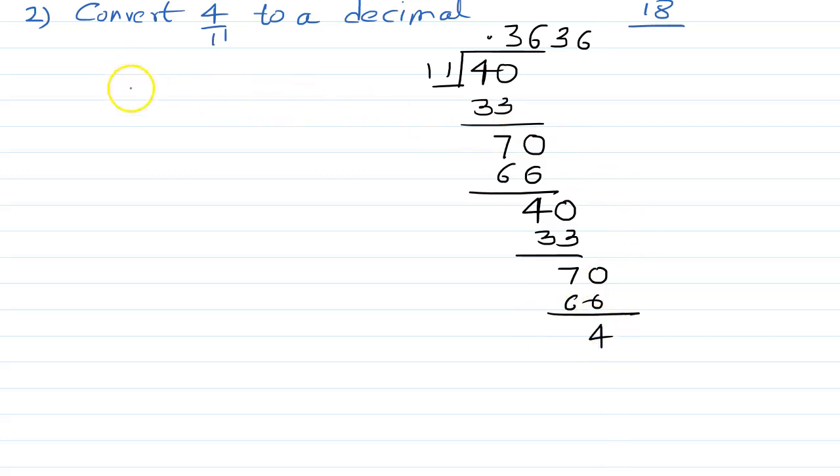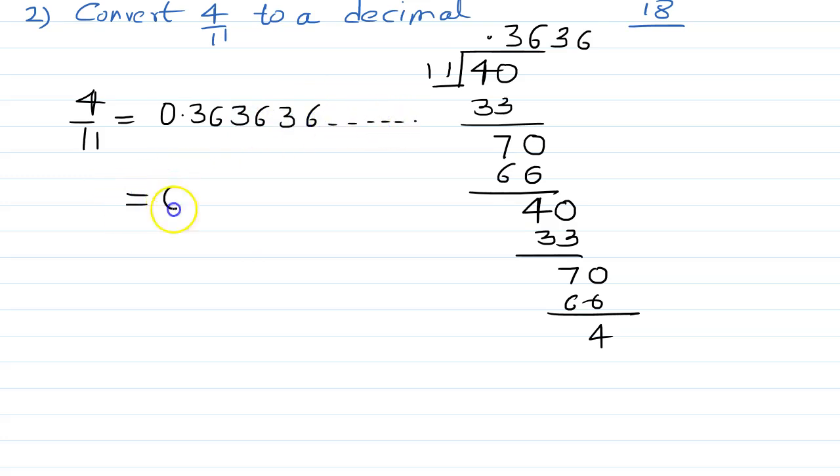So if you divide 4 by 11, you're getting 0.36, then 36, then 36, and it will keep going like this. So in this case we write 0.36 with a dot on the 3 and a dot on the 6 as well, because 3636 is repeating again and again. So this is the way we represent the answer. Let's go for another question.